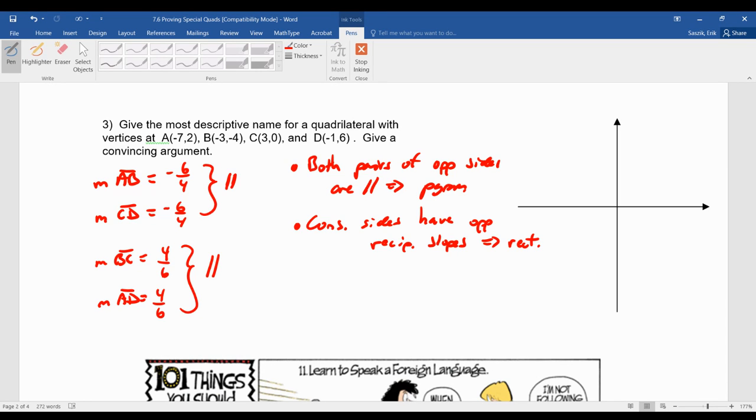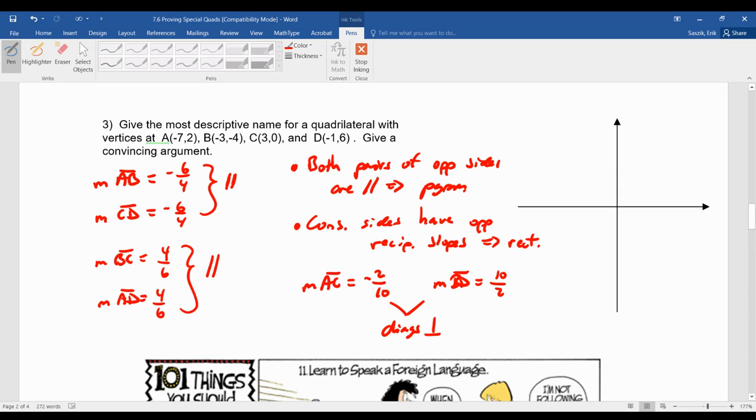Now you could do distance formula here to check the length of the consecutive sides, and if they're congruent, they're a rhombus. I want you to realize you could also look at the slopes of the diagonals. The slope of AC is negative 2/10, and the slope of BD is 10/2, and those are opposite reciprocals. So the diagonals must be perpendicular.